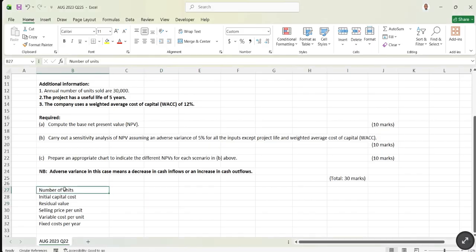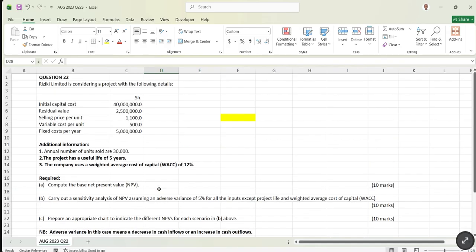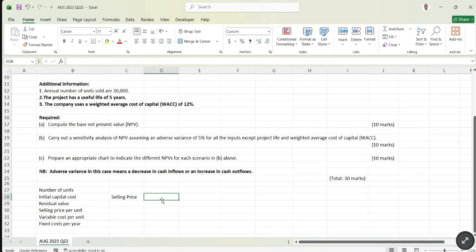Now, the number of units, the initial cost of capital, the residual, the selling price, the variable cost, and the fixed cost. The arrangement is very simple. So in this case, we have number of units and selling price. Literally, we can start with the selling price. How much is the selling price? It is 1,100.